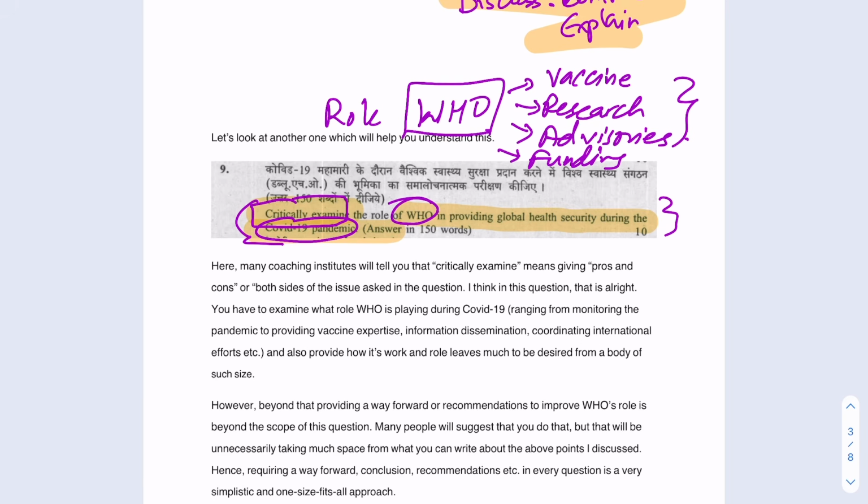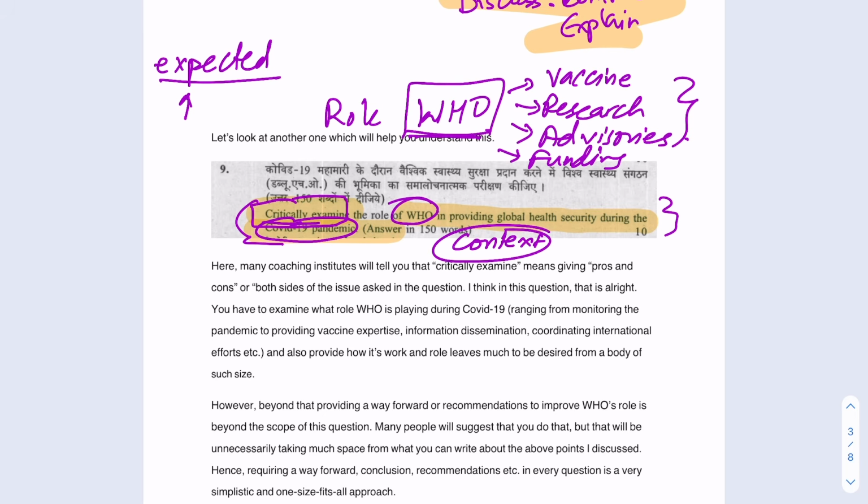That means we have to also write about a few things that the WHO is expected to do, but it is not necessarily doing. It is expected to do, but it is not good enough in doing that. So, for example, there was a controversy about WHO and China, that there is an influence of China on WHO. So maybe something that you can write about. So critically examine means that you have to write both the viewpoints depending on the context of the question.